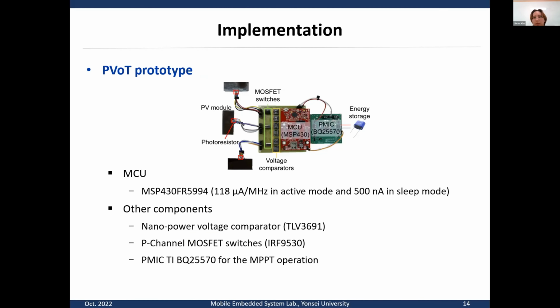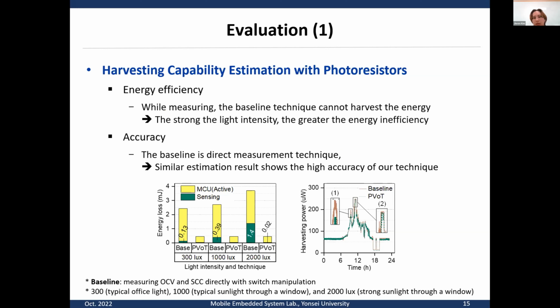So to evaluate the proposed system, we implemented a hardware prototype as shown in the picture. As PVoT targets energy-constrained indoor IoT devices, we carefully selected low-power components, including an ultra-low power MCU. And we first evaluated the effect of our photoresistor-based sensing technique. The baseline we compared to is the existing method that directly measures the voltage and current of PV modules by manipulating the switches. The figure on the lower left shows the energy inefficiency of the existing method.